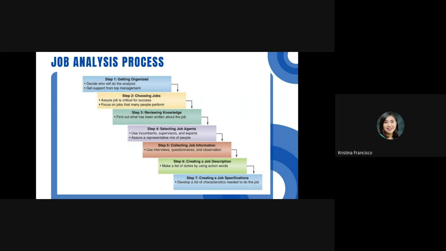Importante din or crucial din itong step na to. So there are ways and means on how we collect data. Ayan. So later we will discuss that one. And creating the job description. Ito yung pinaka, as we discussed a while ago, very difficult and time consuming since we are now going to write your job description and even specification.